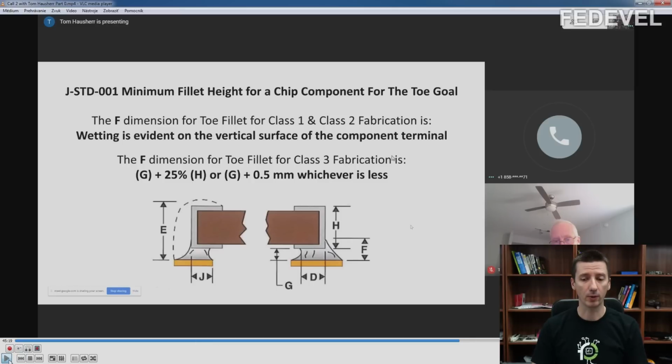Now, before we go further, I will play a little bit from our call about this J-STD-001 standard, so you know what this standard is about. I will play a clip about these classes 1, 2, and 3, so everyone understands what these classes are about. And then we will also have a look at the other terms, like what Tom mentioned. He mentioned a toe. We will have a look at what this toe and heel means.